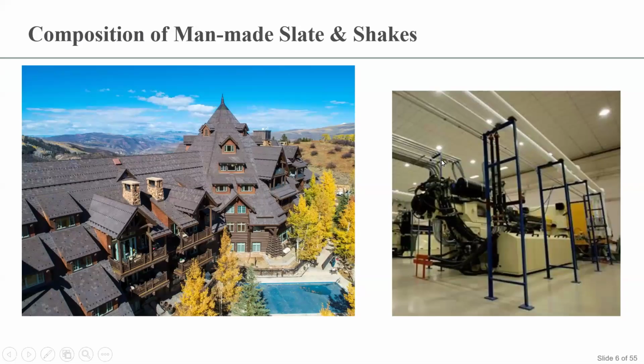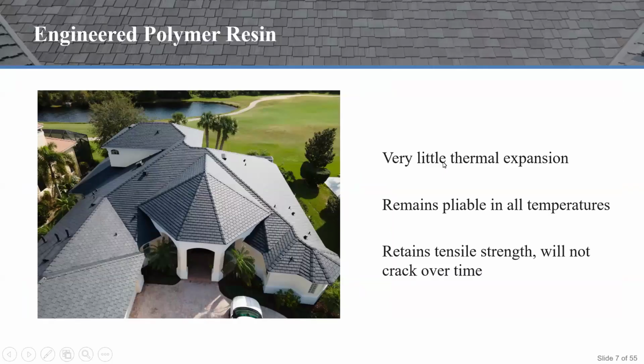So we'll talk about the composition of man-made shake and slates first. With engineered polymer resin, you're going to have very little expansion and contraction. Okay, so very little movement within those tiles. Another advantage of using a polymer resin is that it remains pliable in all temperatures. It retains its tensile strength. It's not going to crack over time.